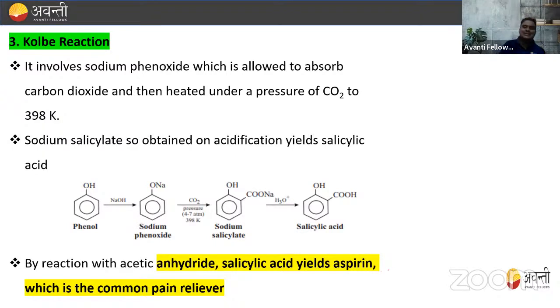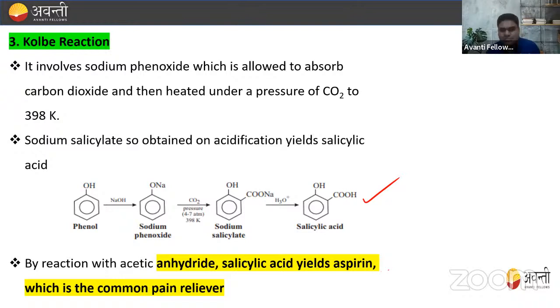Now, when this phenoxide is treated with CO2 under the pressure of 4 to 7 atm and a temperature of around 300 Kelvin, it will form sodium salicylate, that is OH and COONa, which on acidic hydrolysis, that is in the presence of H3O+, will give salicylic acid. So this is all about the Kolbe reaction. Always remember, in the Kolbe reaction, we produce salicylic acid from phenol. This is a very, very important method.